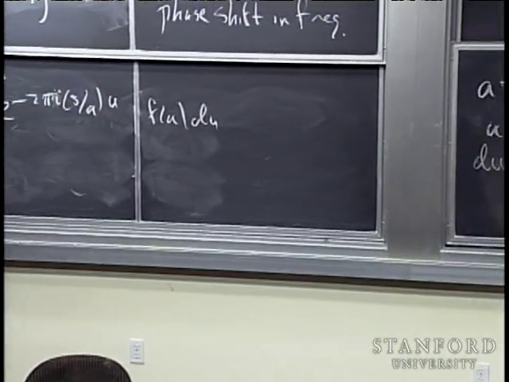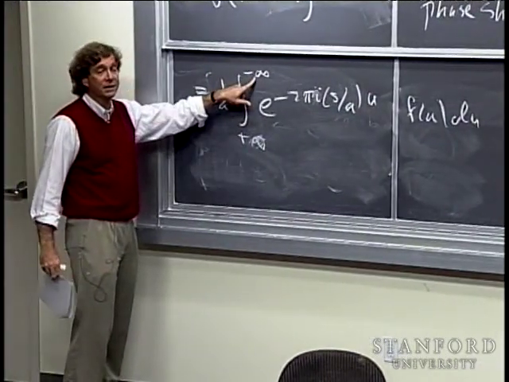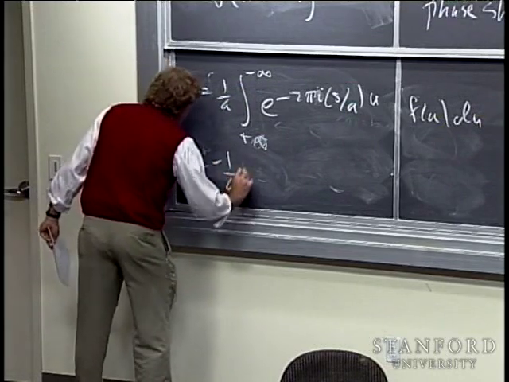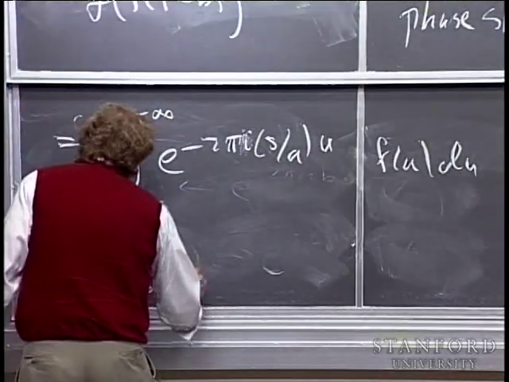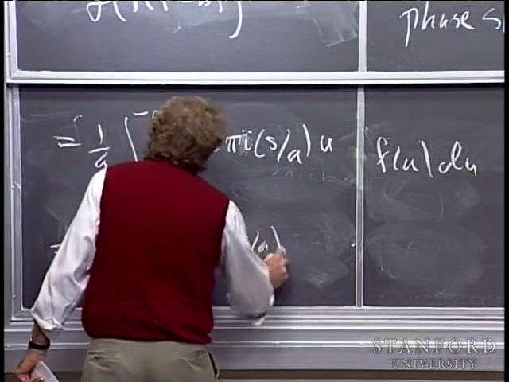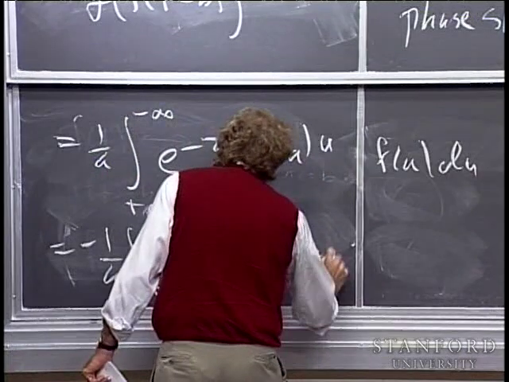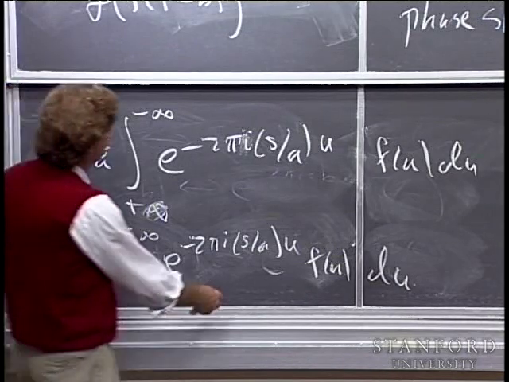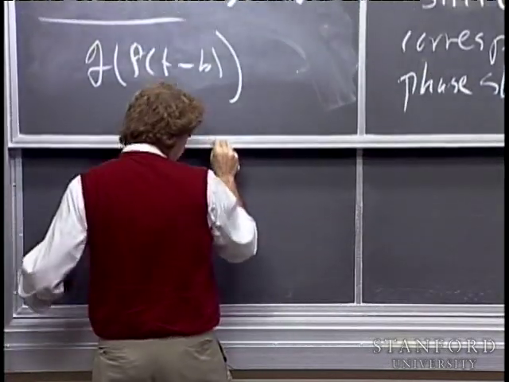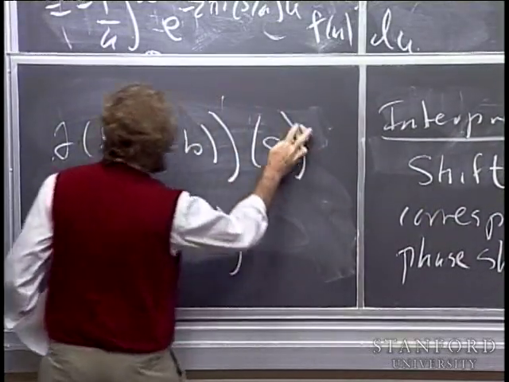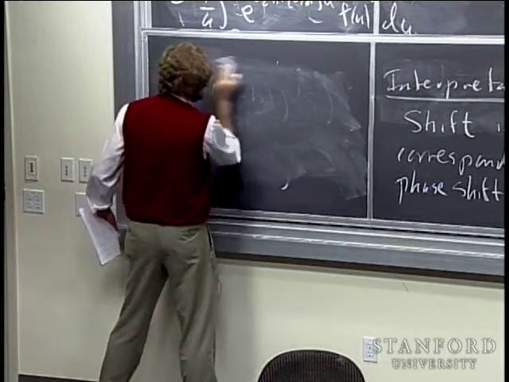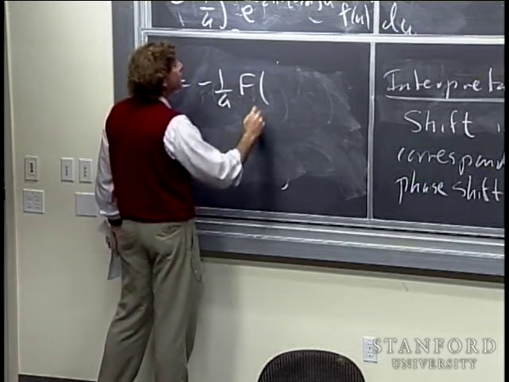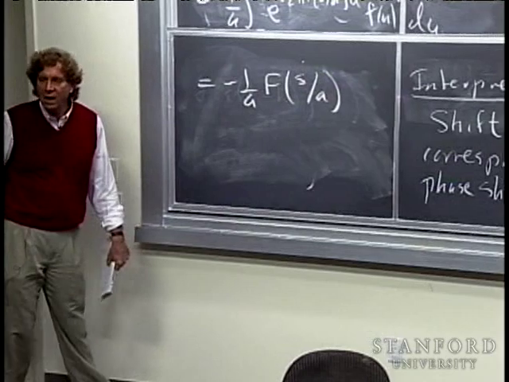And now if I want to recognize this as a Fourier transform, I swap the limits of integration. Instead of integrating from plus infinity to minus infinity, I integrate from minus infinity to plus infinity, but then of course I have to change the sign. So this is minus 1 over a times the integral from minus infinity to infinity of e to the minus 2 pi i s over a u f of u du, which is minus 1 over a times the Fourier transform of the original signal evaluated at s over a. So that's how the two formulas look.